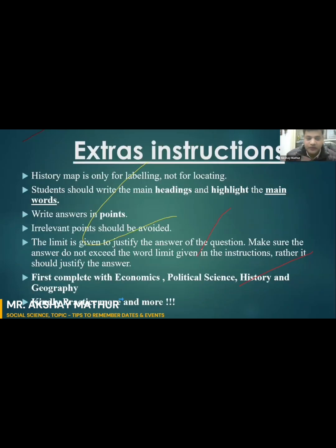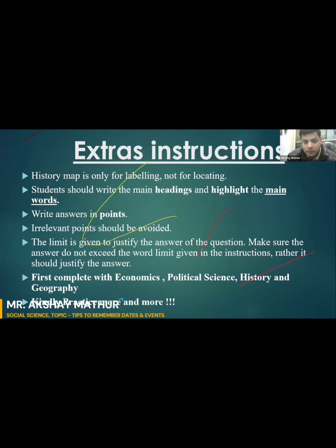Then a general tip from my side: history map is only for labeling, not for locating. So if a student is aware of the location on a map, it is very easy to gain the marks. Secondly, the students are supposed to write headings and highlight the main words, like I highlight the main word by underlining it. Always answer in points. It is very easy for a board checker, as I also go for checking in boards.